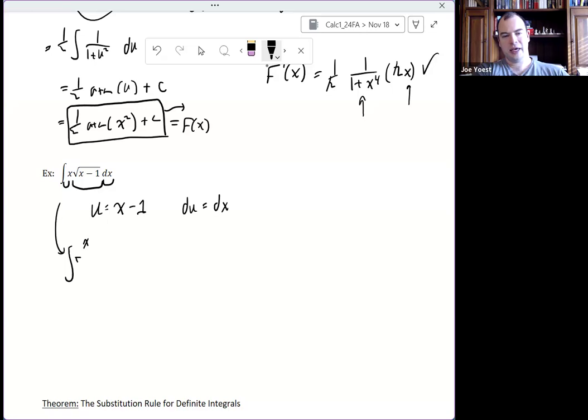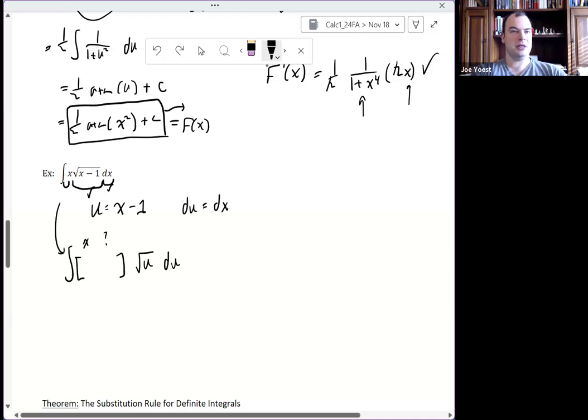So I have my x piece out in front here, times square root of x minus 1 is square root of u, dx is du. I've used pieces 2 and 3, but I have not used piece 1. I haven't used this factor of x. I want to be really careful because this is a pretty easy mistake to make.